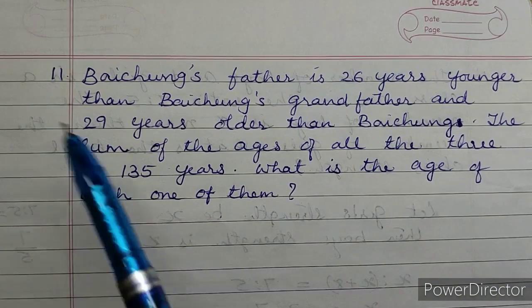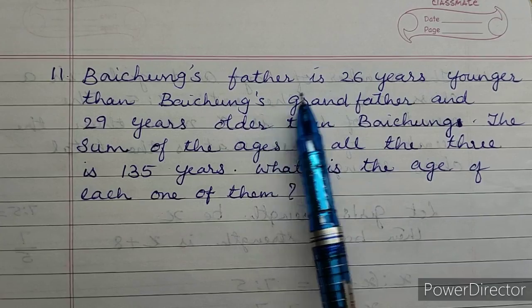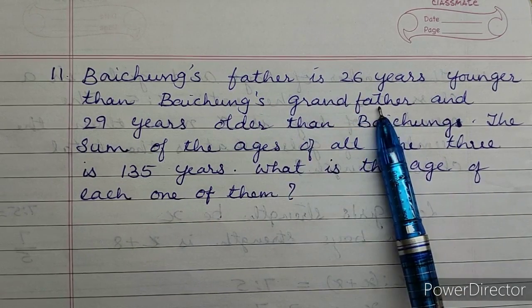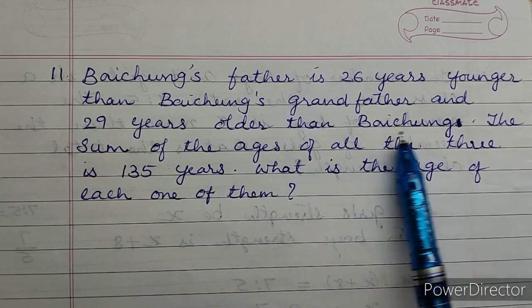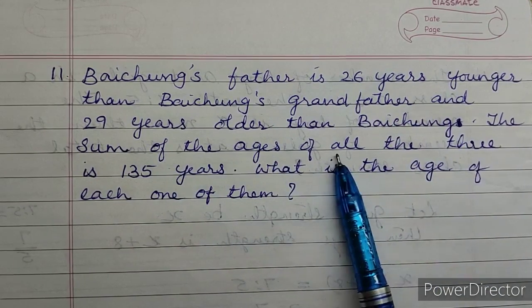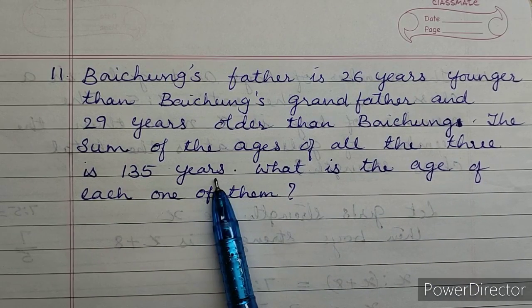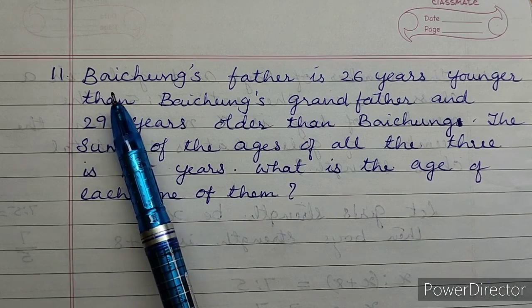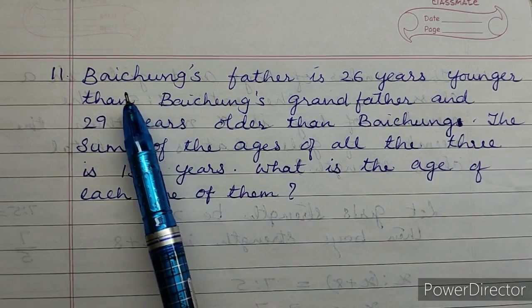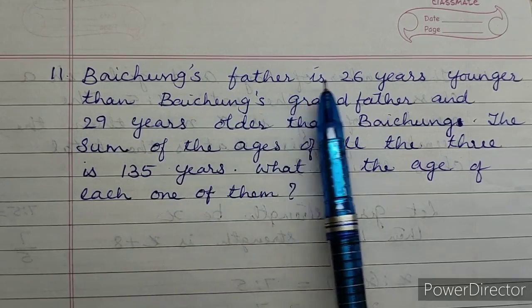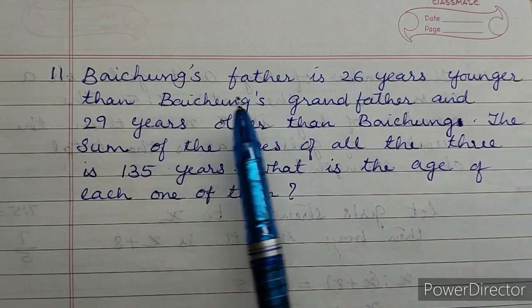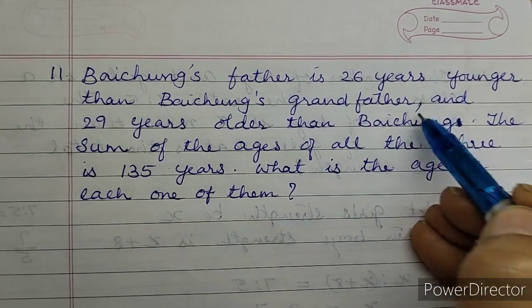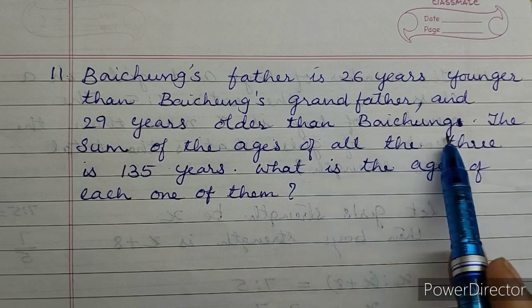Next sum, 11th sum. Baichung's father is 26 years younger than Baichung's grandfather and 29 years older than Baichung. The sum of the ages of all three is 135 years. What is the age of each one of them? So here, the first sentence you read properly, with full concentration. Baichung's father is 26 years younger than Baichung's grandfather, here comma, and 29 years older than Baichung.